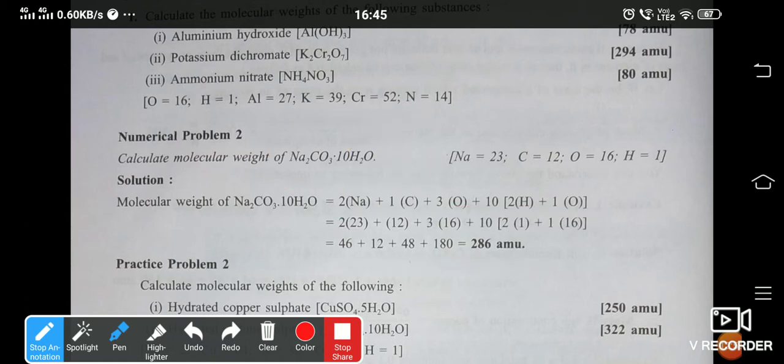Now let's see how many of you have got it right. 2 into Na plus 1 into C plus 3 into O plus 10 into 2H plus 1O. Now 2 into 1 plus 1 into 16 will become 18. So 2 into 23 is 46. 1 into 12 is 12. And 3 into 16 is 48. 18 into 10 is 180. If we add, you will get the answer as 286 atomic mass unit.